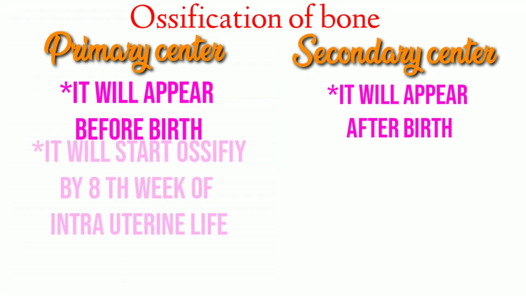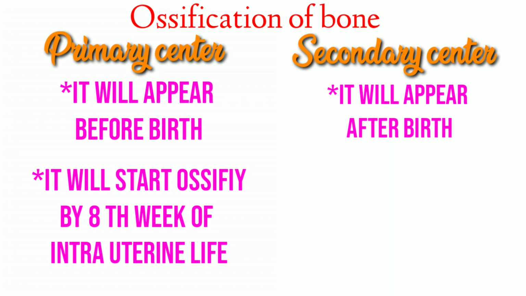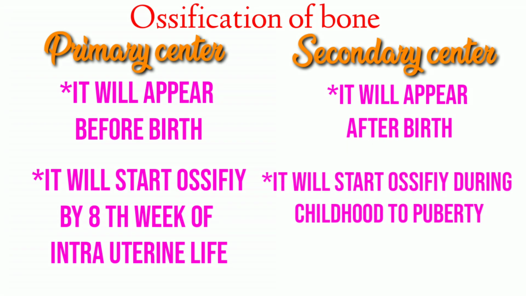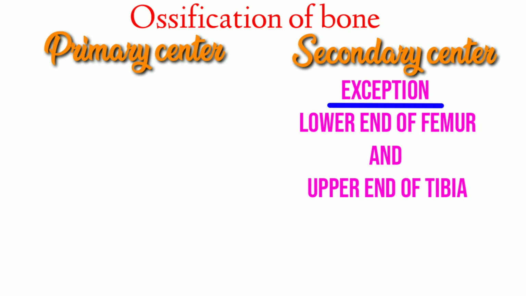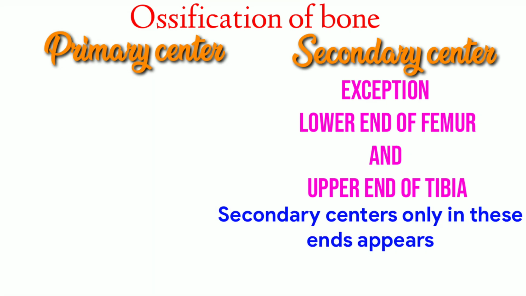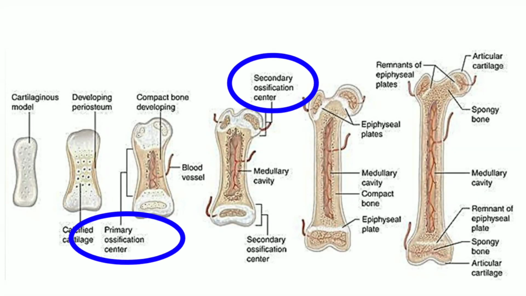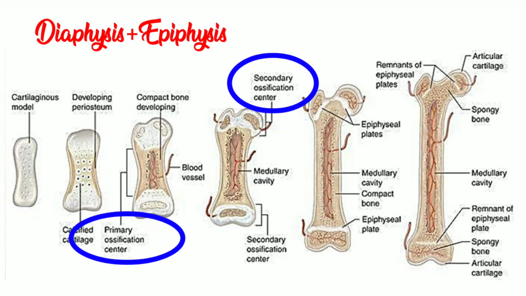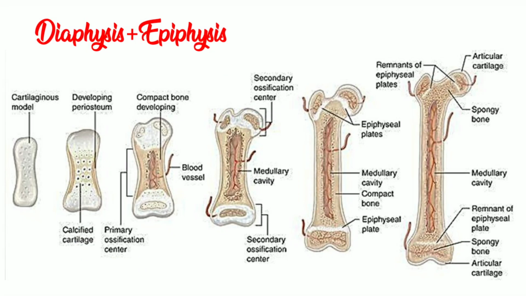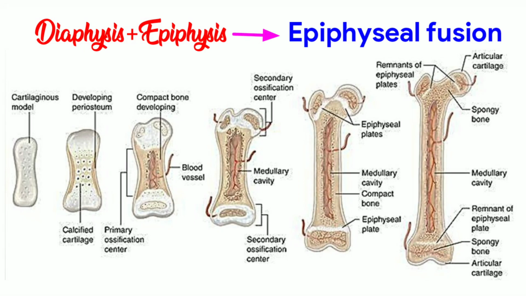The primary centers will appear during the 8th week of intrauterine life, and the secondary centers will appear during the childhood and puberty, with exception of lower end of femur and upper end of tibia. These two ends will appear during the 9th month of intrauterine life. After the formation of primary and secondary center and the development, the fusion of diaphysis and epiphysis starts at puberty and completes by the age of 25 years. This fusion is called epiphyseal fusion. After this fusion of bone, there won't be any further growth of the bone.